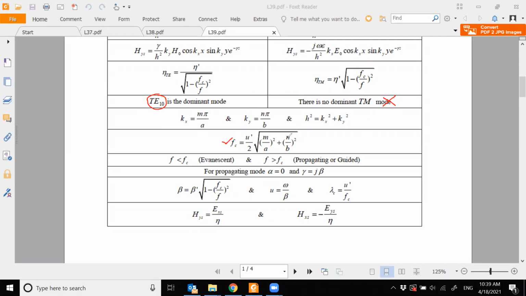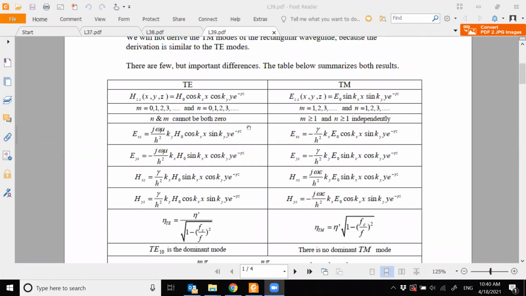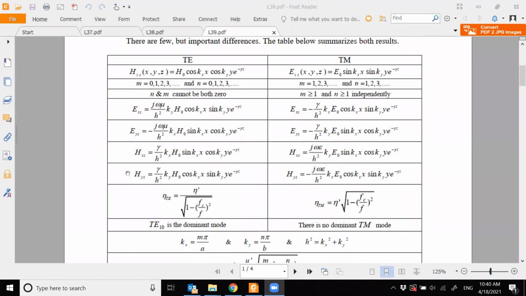The cutoff frequency expression is the same. And just now we have seen F less than FC, it's evanescent, greater than FC, it's propagating. And for the propagating modes, alpha is equal to 0 and gamma is equal to j beta. And the phase constant expression is the same, u, lambda c, and the eta, which is HYS is equal to EXS over eta, or HXS is equal to minus EYS over eta. So these are all the same. So if you see, there is a lot of similarity between your TE and TM modes, and their derivation is also very similar. So that's why we comprehensively looked at this TE in our last 3 classes, and now we are seeing that TM is similar.